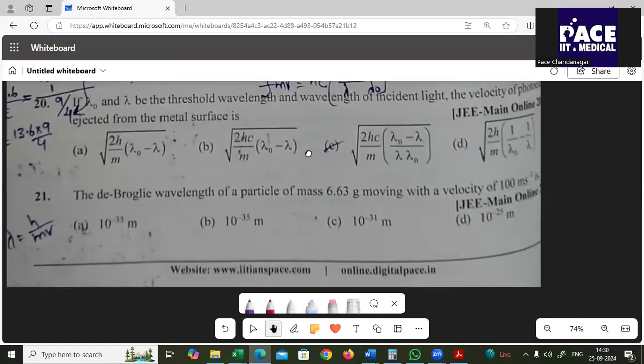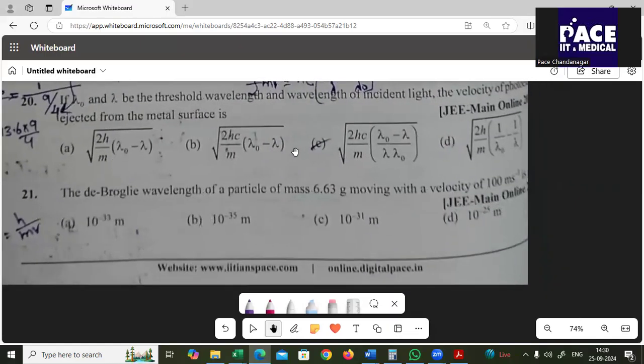Question number 20: if lambda naught and lambda are the threshold wavelength and the wavelength of the incident light, the velocity of the photon ejected from the metal surface is. So what is being asked to you? It is nothing but your photoelectric effect question. What is the velocity of the electron ejected? h nu is equal to h nu naught plus kinetic energy.